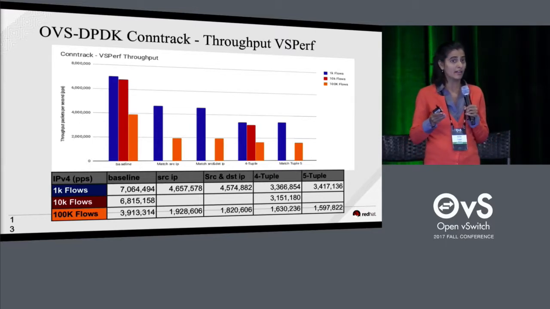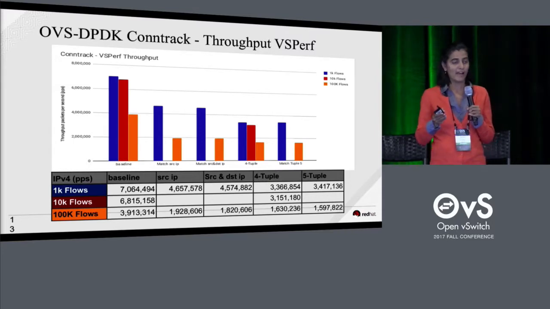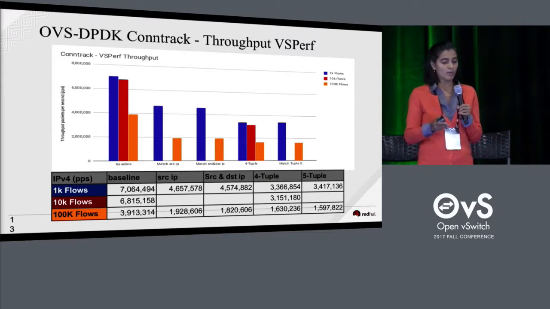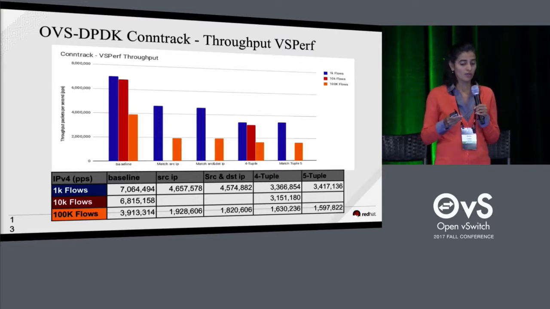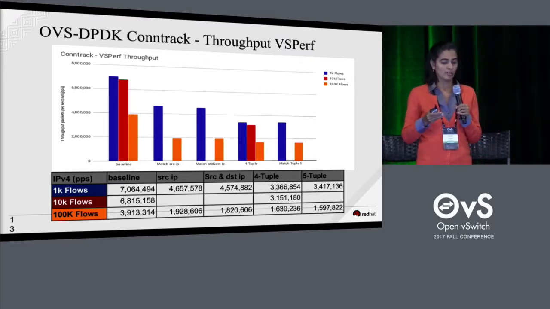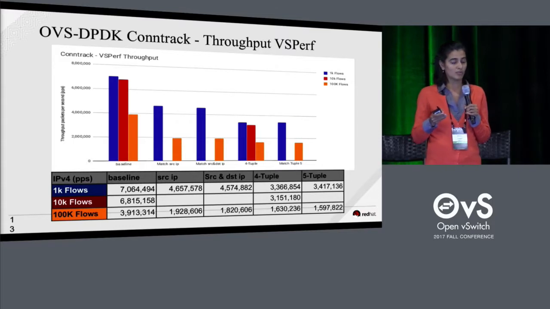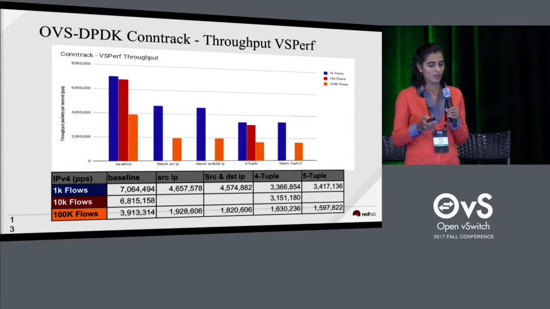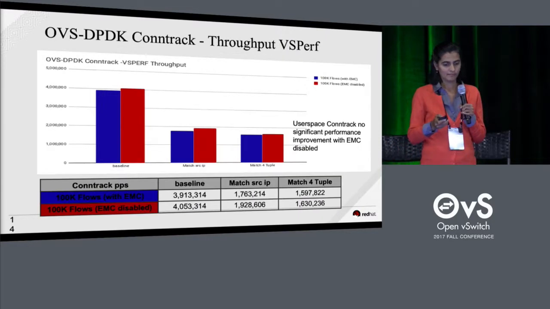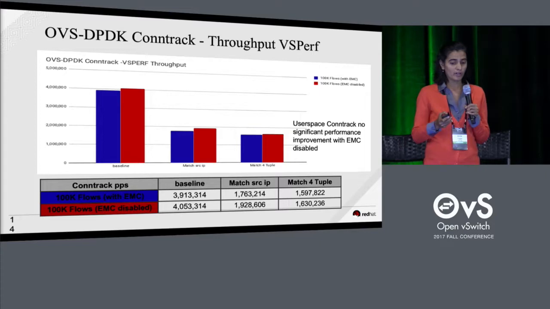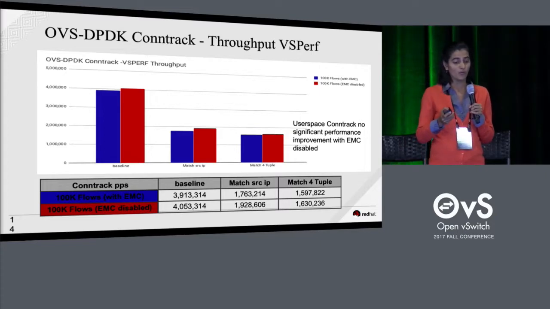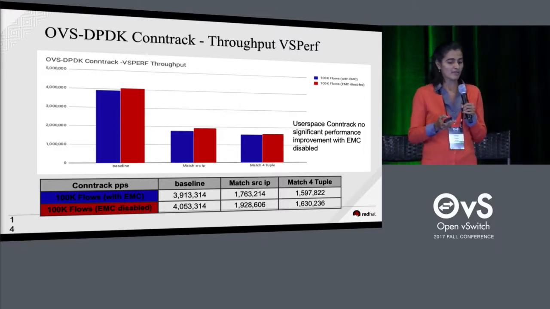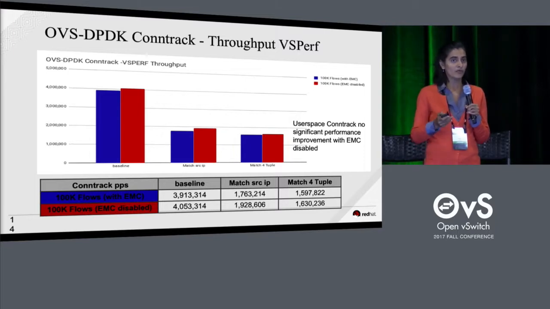This has no VXLAN enabled. This is just flat or VLAN traffic. And then when you have 100K flows, your baseline is already lower, and then you are now turning on contract, and you have another 50% hit on contract when you turn it on. And this is just showing EMC enabled or disabled with OVS-DPDK. There is a performance gain with 100K flows, but not a lot. Because if you're talking millions of packets, it's like under 5% improvement.